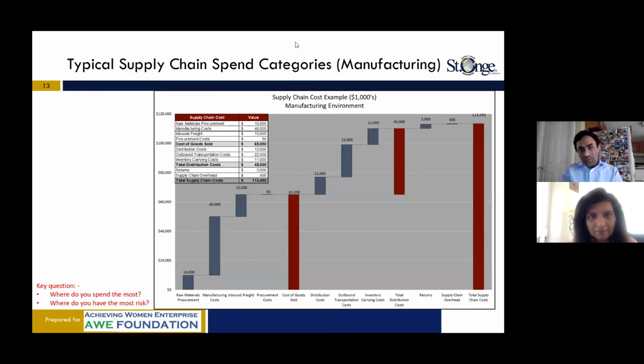So here's one, right? Here's exactly that thing. When I look at the total supply chain cost, I've broken it out here into the raw material procurement cost, the manufacturing cost, the inbound freight, and the procurement cost, and hence I get the cost of goods. So at the end of the day, I've got my cost of goods and my total distribution cost. The two candlesticks in red effectively create the total supply chain costs.